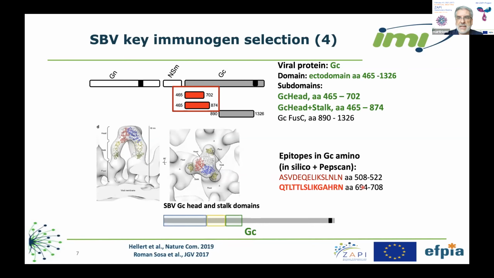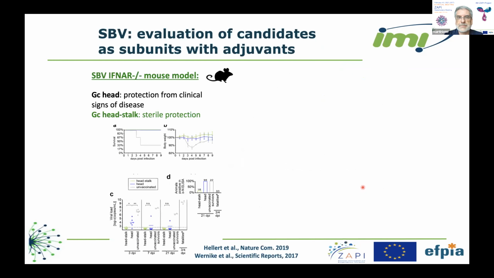So the main goal in the ZAPI project, to define immunogenic key domains, was possible in this effort. And I will show you later that this is also something we can transfer to other related viruses. Is this now really immunogenic enough for vaccine? So we started with a lethal animal model, the IFNAR mouse model, and the Qc head could completely protect from clinical infections, or no animal died, but the Qc head stalk even gave sterile protection. So this was a step further.